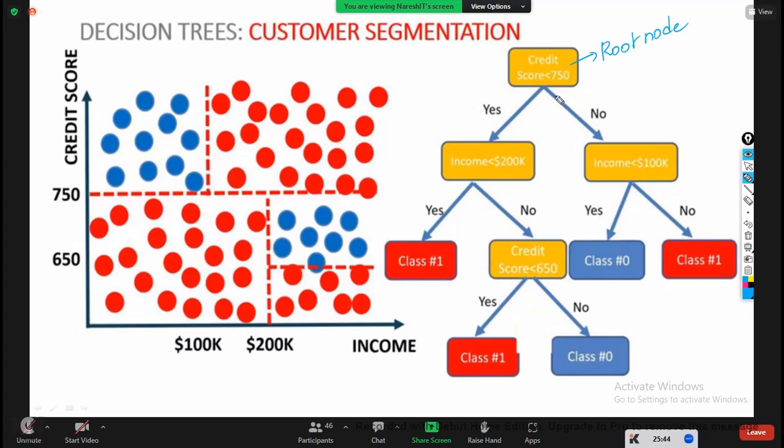And based on the root node, you are going to split into two parts. This is called splitting the data into two parts. Based on your condition, you are splitting the data into two parts. Once you have split the data into two parts, this entire thing is the first part of the data. This is entirely the second part of the data.